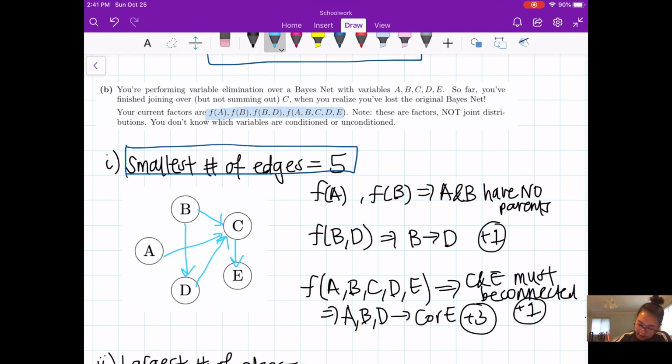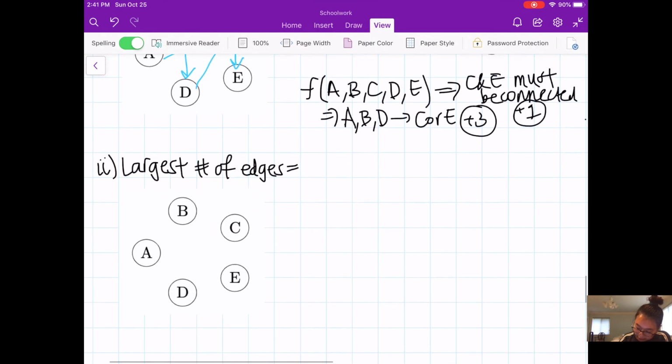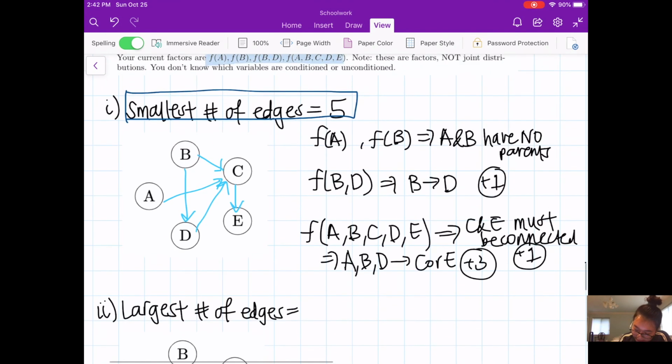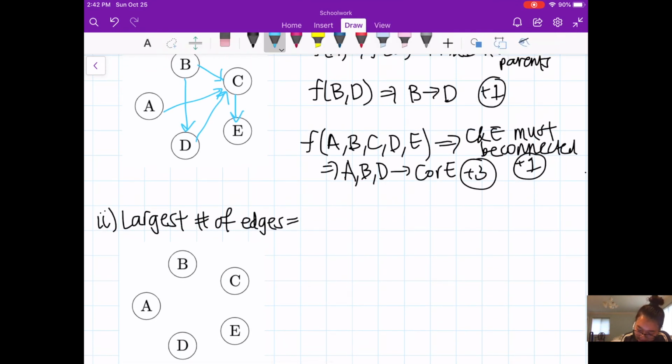Cool. And then now let's look at the second part, where we want the largest number of edges. So notice that everything we talked about in the first subpart still has to be true. So we know that we have at least 5 edges, and those will specifically be the 5 edges that we at least have. So let me just redraw them. Cool. But now I can see what additional edges we can have. Well, A, B, and D can also be connected to E.